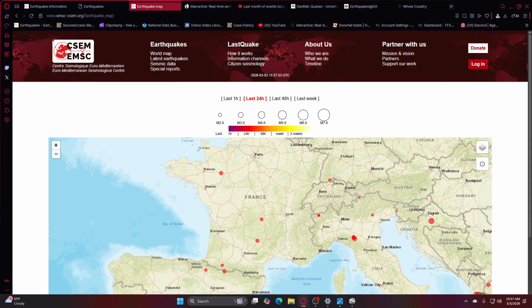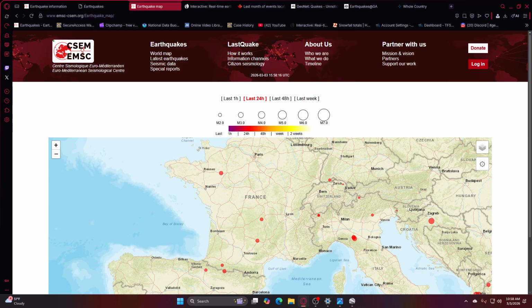Now we're going to move on to France. Today's mainland France has remained seismically quiet, with no major earthquakes recorded. While the country has experienced a few minor tremors earlier in the week, current activity is limited to micro-seismicity and standard industrial events.